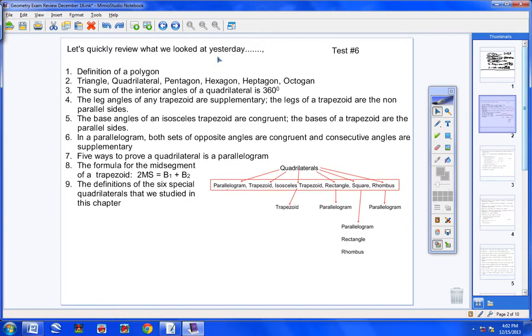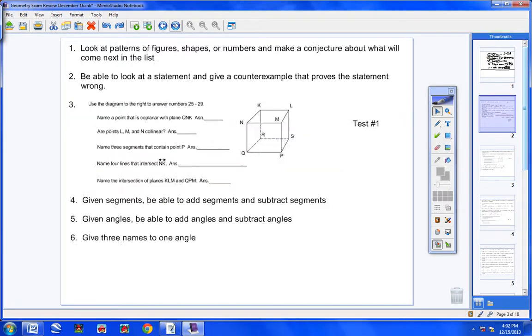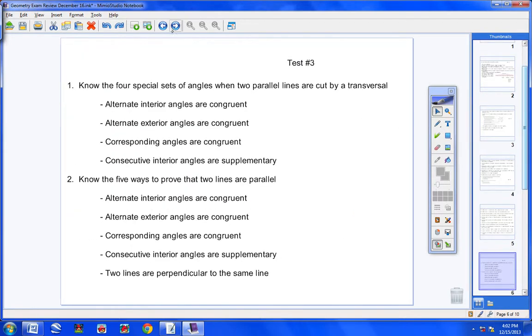I'm not going to do that today. We looked at all these. The only one I'm going to go over is what we did on Friday, and here it is right here. The main thing I taught you on Friday was know the 4 special sets of angles when 2 parallel lines are cut by a transversal.